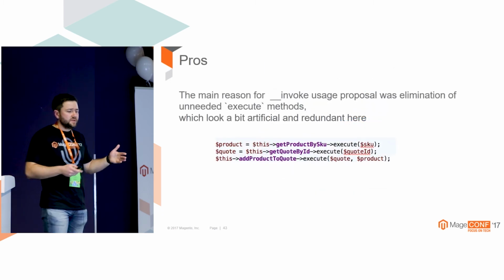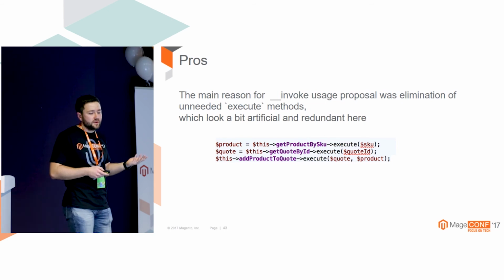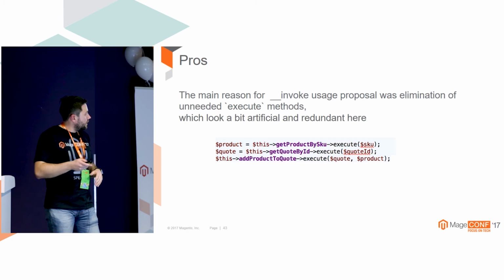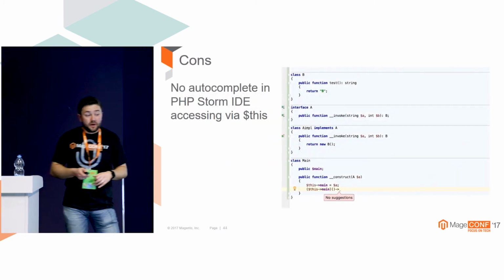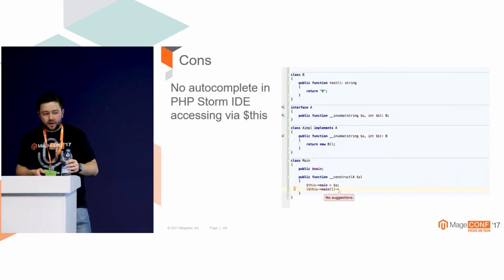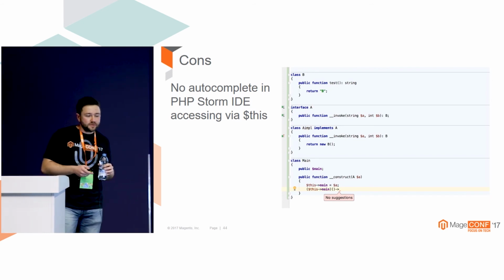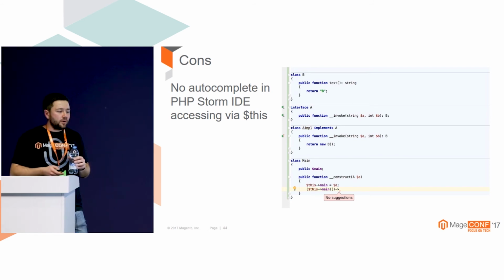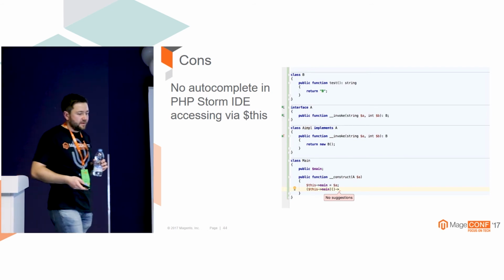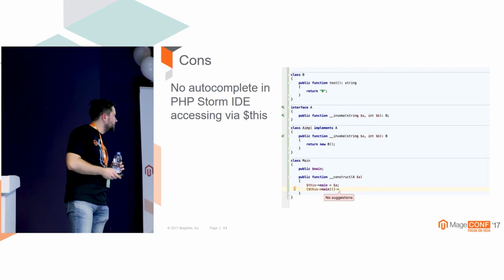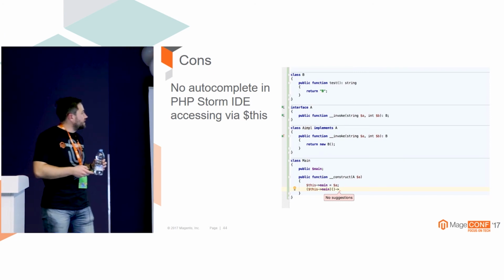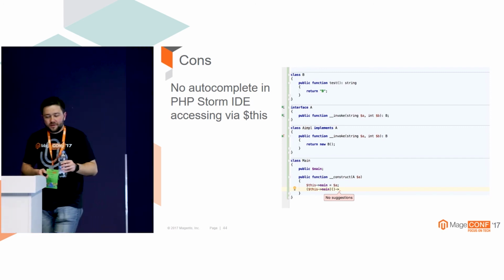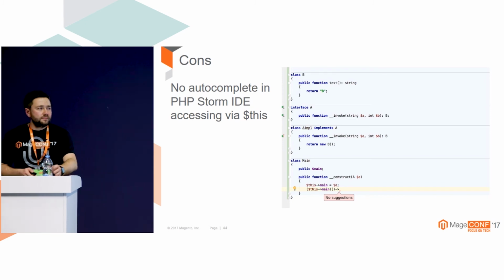So the pros of introducing the invoke was we just remove all of this execute. But we have cons, and actually there are more cons than pros. For example, there is no autocomplete in the PHPStorm IDE when accessing via this object. And it's also a little bit strange that you need to wrap your access to the invocable object in brackets. So that's not intuitive.